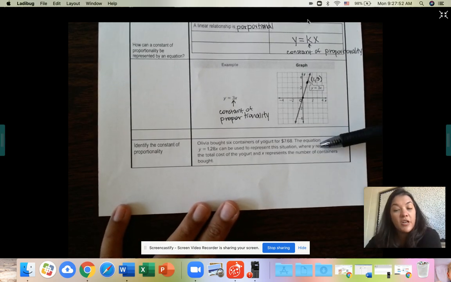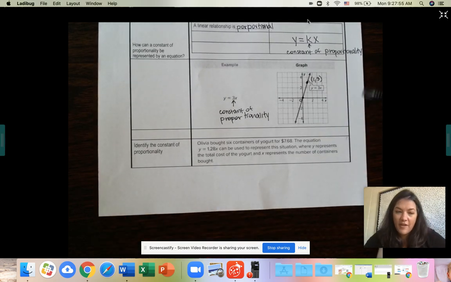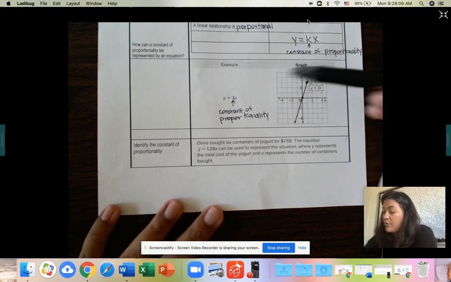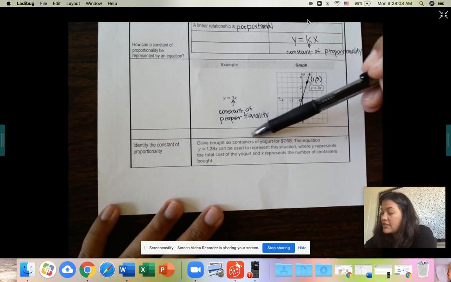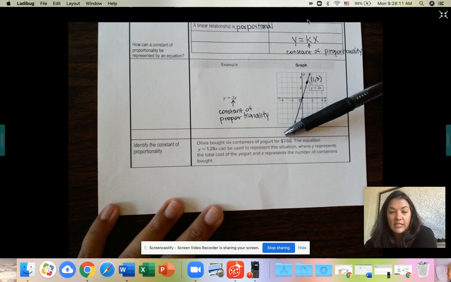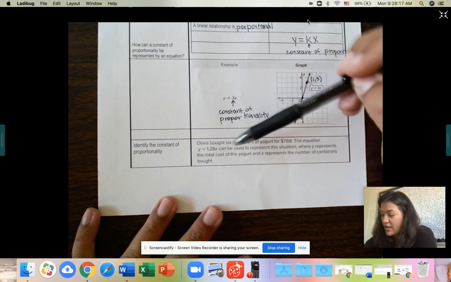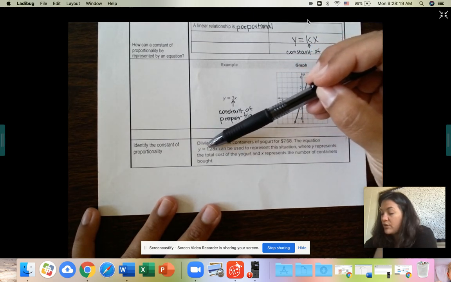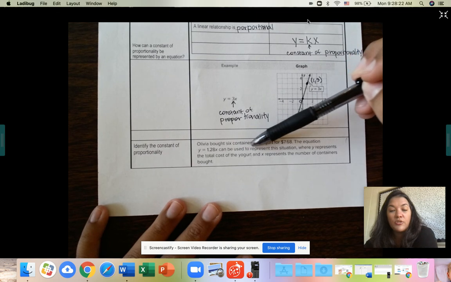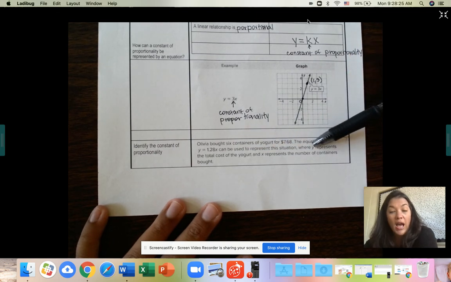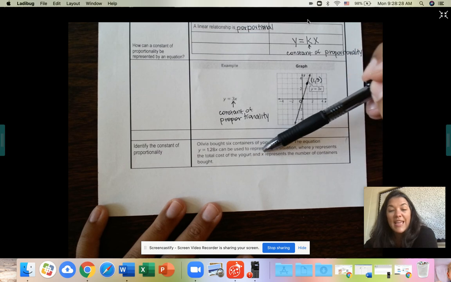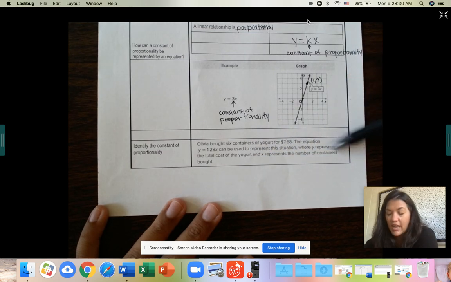So again, the first thing that you need to be able to do is identify that constant of proportionality, which, if you have the equation, we know how to do because we know that it's going to be in front of the x. So let's look at our problem here. It says Olivia bought 6 containers of yogurt for $7.68. The equation, big hint there if I'm trying to find the constant of proportionality, is y is equal to 1.28x, can be used to represent the situation, where y represents the total cost of the yogurt and x represents the number of containers bought.